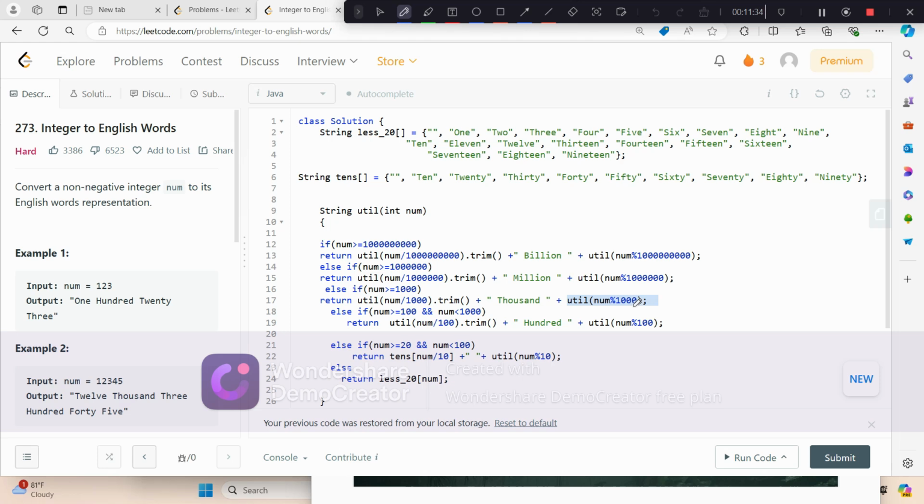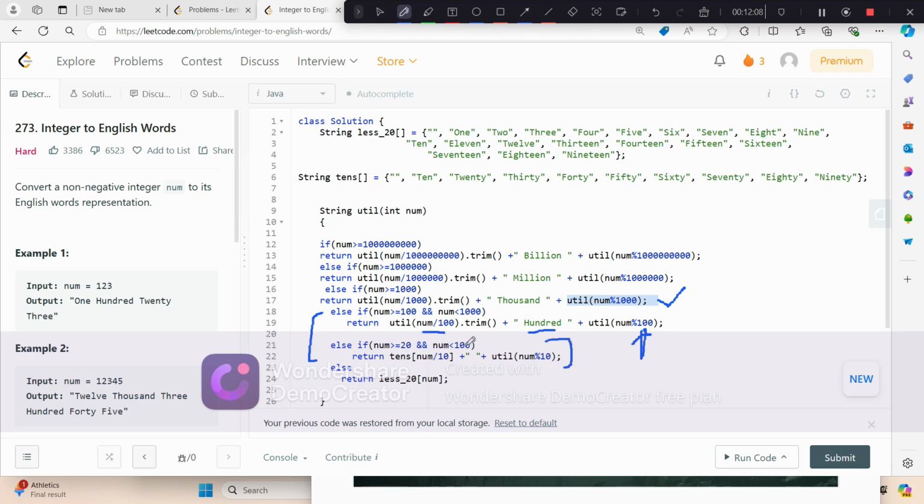Okay, then after reaching 1000, we have to look here. We have to check if the number is greater than or equal to 100 and less than 1000. That means it is a 3-digit number. So 3-digit means we are looking for how many hundreds there are. So see here, we are doing nums by 100. This will give me how many hundreds, and then appending "hundred", and then calling it for the remaining numbers.